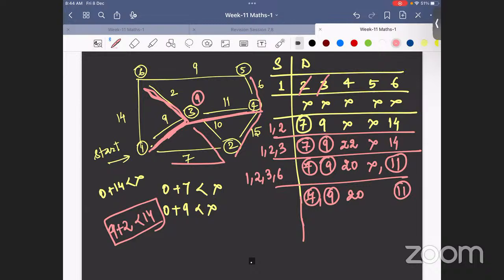So I can reach it via this method also. So this should be 9 plus 20. 165, so will this be the shortest, sir? Which one? 1, 2, 5. Yeah, 165 will be the shortest, right?